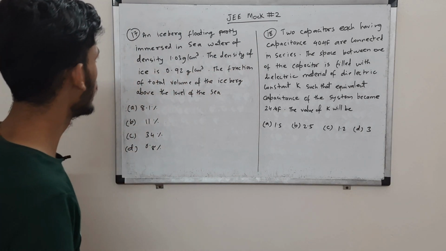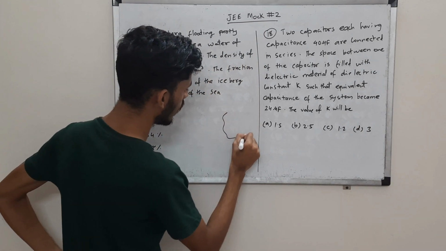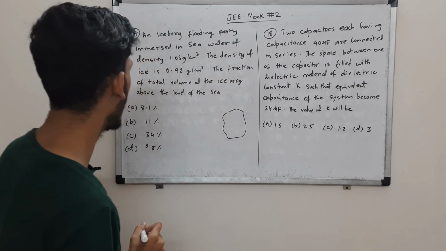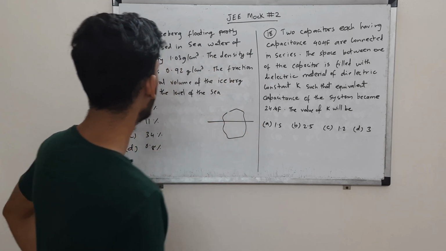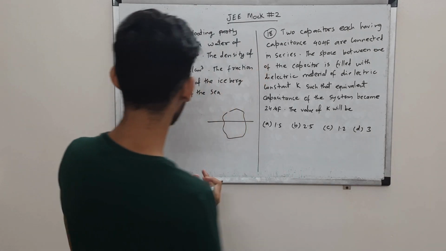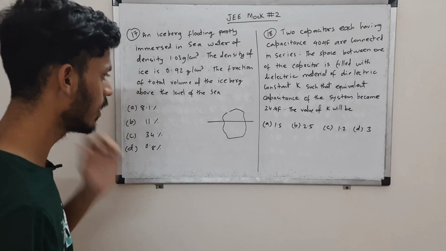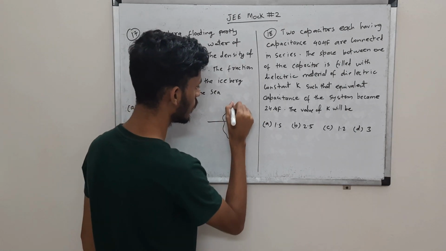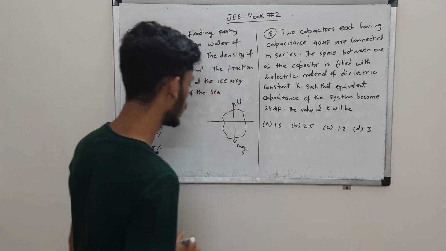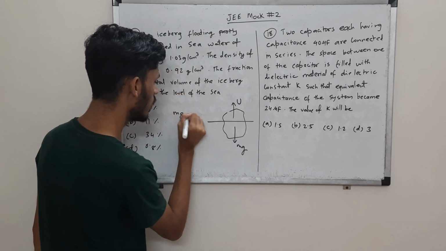So in question 17 we have an iceberg which is floating on the sea. The density of the sea is given and the density of the ice is also given. You are supposed to tell what fraction of the total volume the iceberg is above the sea. So basically why is it floating? It is floating because the upthrust is balancing its weight. So mg is equal to the upthrust.